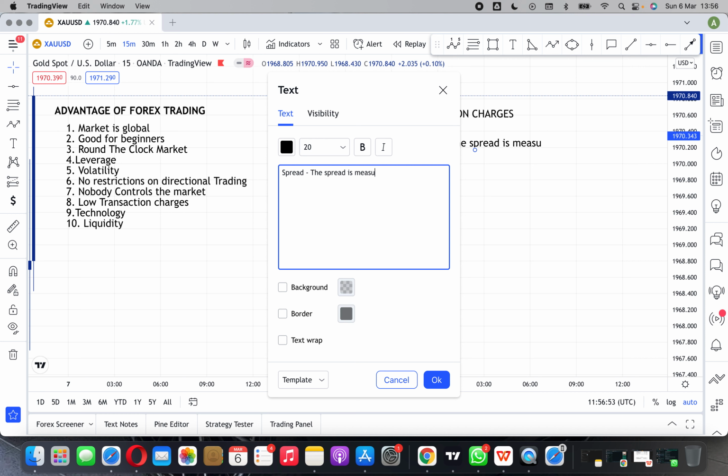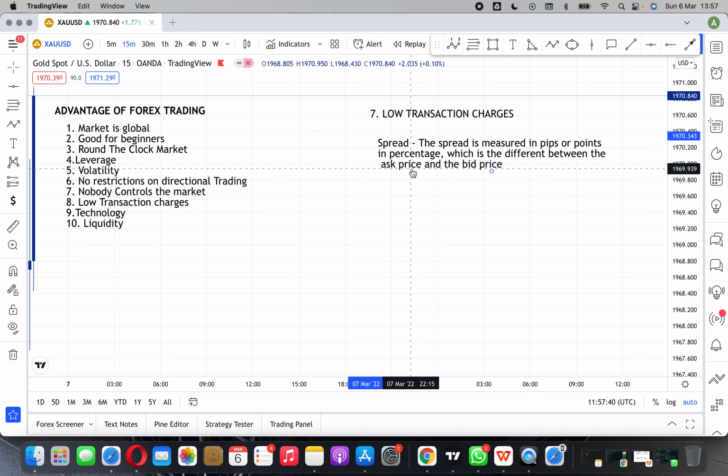The spread is measured in pips or points, or in percentage, which is the difference between the ask price and the bid price. So these are the prices at the time you buy or the time you sell in the market, the ask and the bid price. This spread is what goes to your broker.